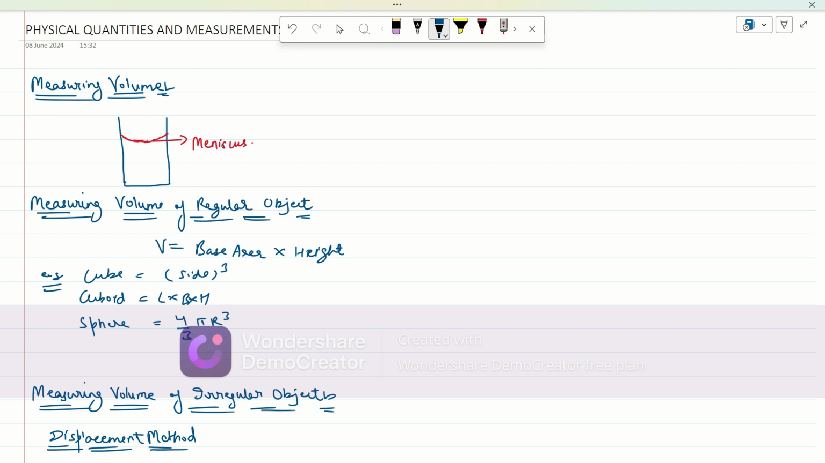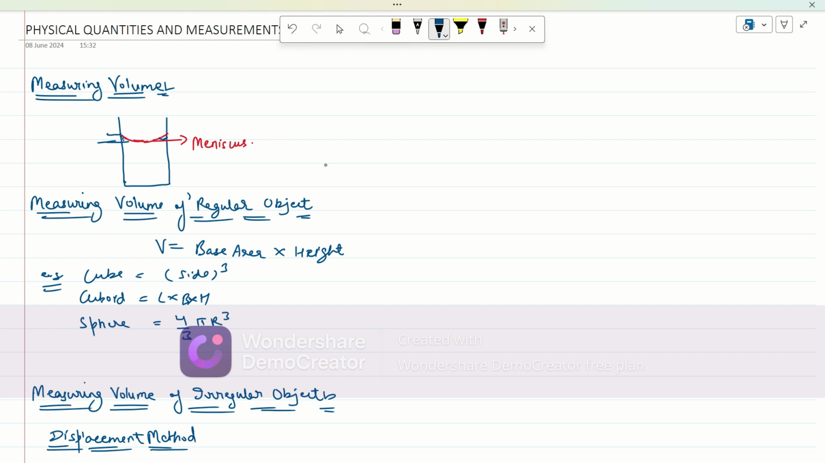So you have to always measure the lower meniscus. Here you can have two values, one this value, another this value. You will always take the lower meniscus value, because if you take the upper meniscus value, in this region only a negligible amount of water is there, which can be neglected. So always take the lower meniscus.